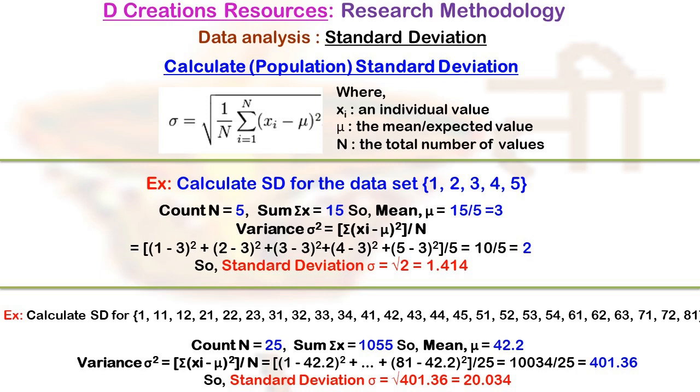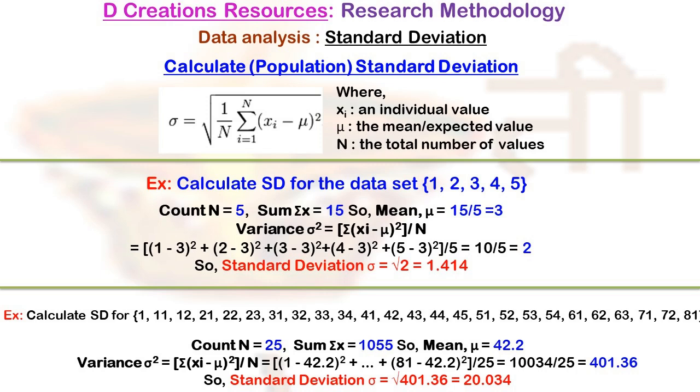Alright, shall we begin? The data set given is 1, 2, 3, 4, 5. How many values are there? N, the total number of values, is 5. So the index i goes i equal to 1, 2, 3, 4, 5, because the summation is going to be taken over this index. So i goes from 1 to 5, that is what it means.